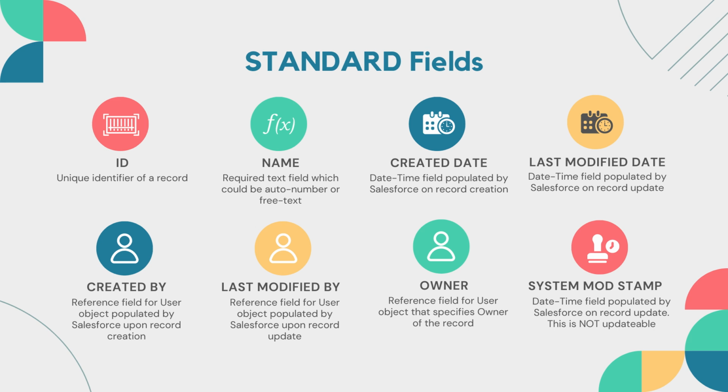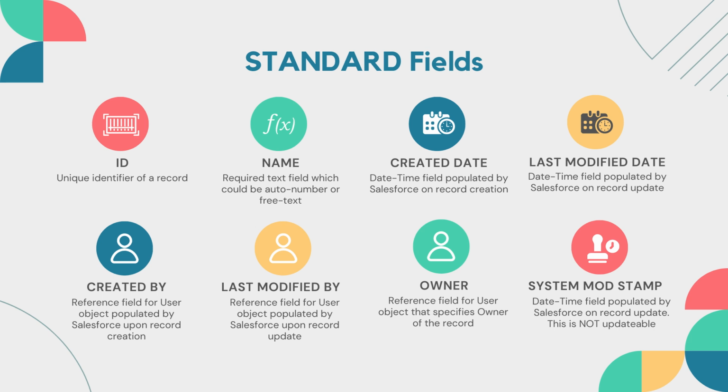Name is a text field. This can be either automatically created or user defined based on what data type is set up during the object creation. Created date is a date time field which is populated by Salesforce whenever a record is created. Last modified date is another date time field which is populated by Salesforce every time a record is updated.